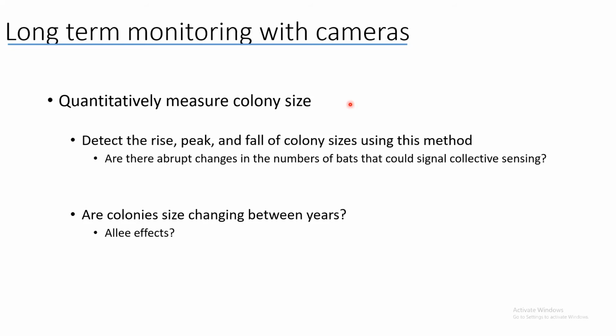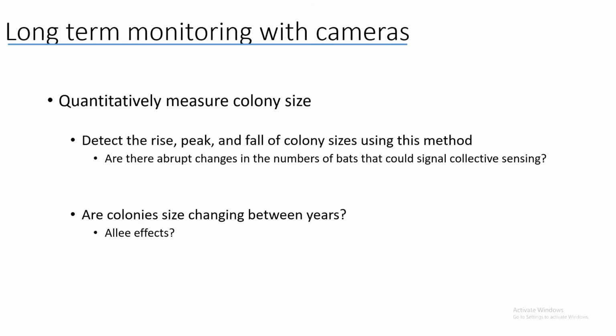And perhaps if the bats suddenly arrive or suddenly depart, that could signal some sort of collective sensing of the environment. And that's something we would first need to detect before we could really explore it better. In addition, we also hope to have more information on how colony sizes are changing between years. Are colonies consistently decreasing as some colony counts suggest?